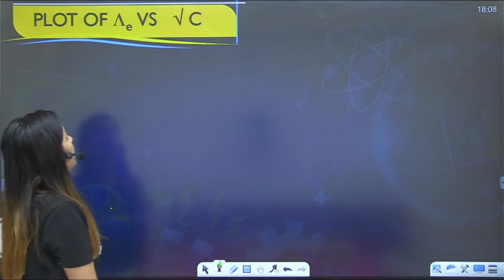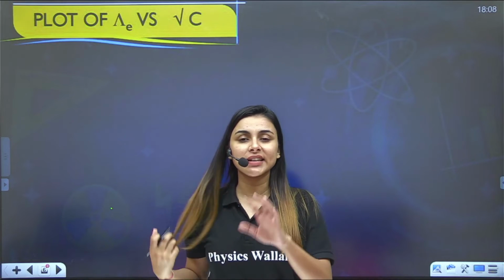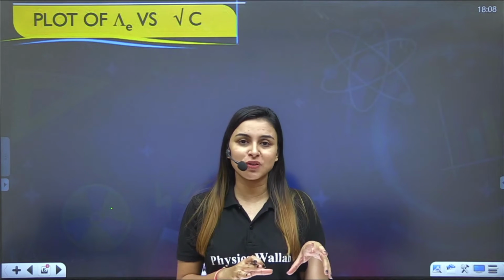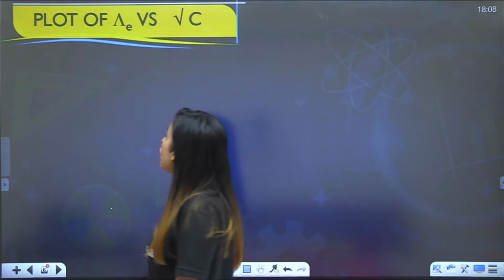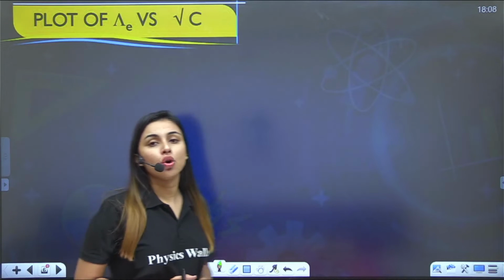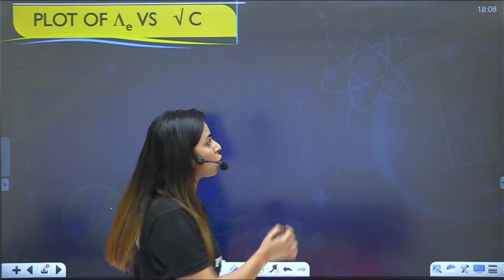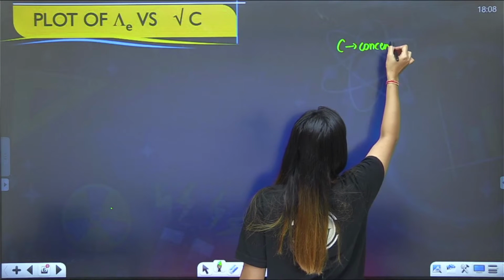Now, we will be plotting a little of the curves. We will be discussing whatever we have studied till now, the dilution concept with the electrolyte concept. Okay. So now, my dear students, you can see a plot of equivalent conductivity versus root of C. What is C here? C is your concentration.